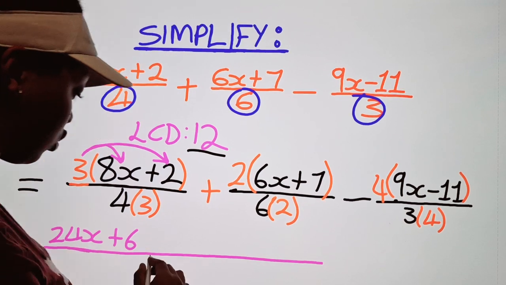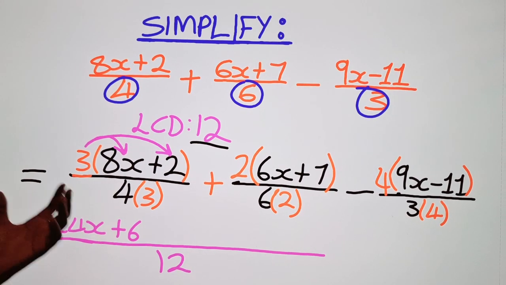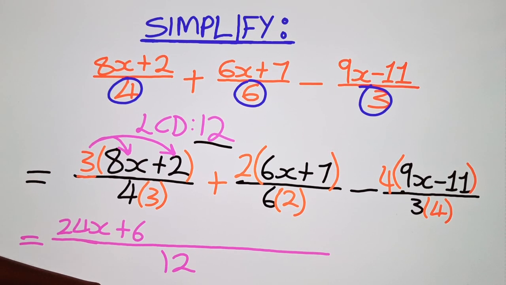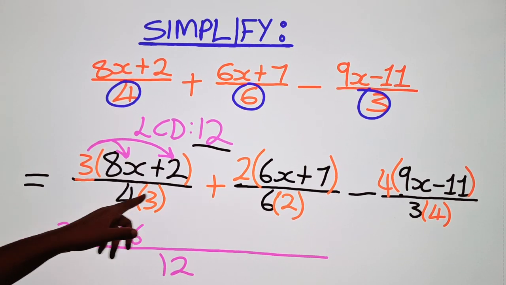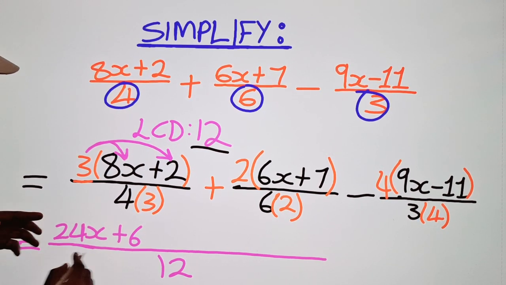3 times 4 is 12. So that means that the denominator for all the fractions is going to be the same. So I can write all of these numerators, then I put them under the same denominator, which is 12, because all of the denominators are going to be 12. So we have 24x plus 6.